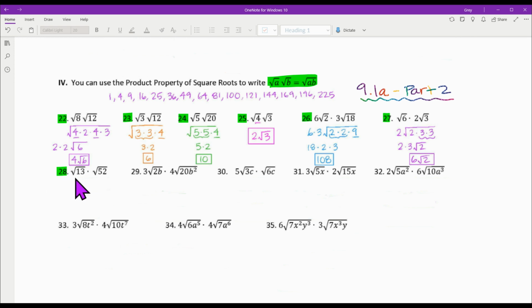All right, last one on here. Square root of 13 times the square root of 52. Okay? 13 goes into 52 4 times. So 2 13s, when I see 2 of something, it's a perfect square. 4 is a perfect square. So that's going to be 13 times 2, which is 26.